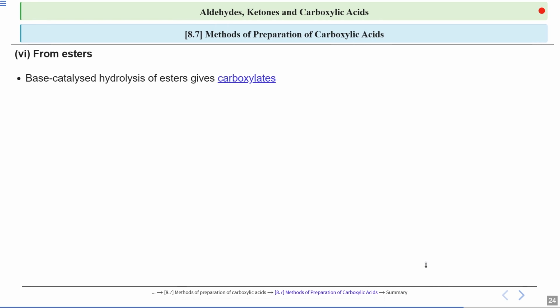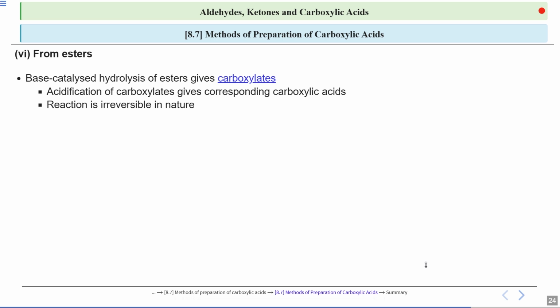Now we will talk about base catalyzed hydrolysis of esters. Base catalyzed hydrolysis of esters results in the formation of carboxylates. Here you will see that the carboxylates are intermediates, which will eventually give you carboxylic acids. Once we have the carboxylate, the next step is to acidify it to obtain the corresponding carboxylic acid.